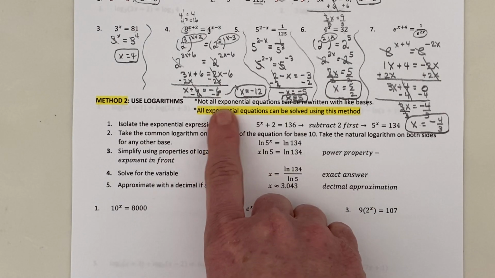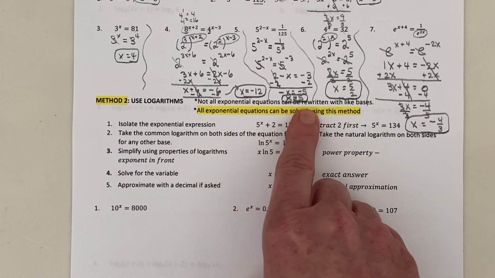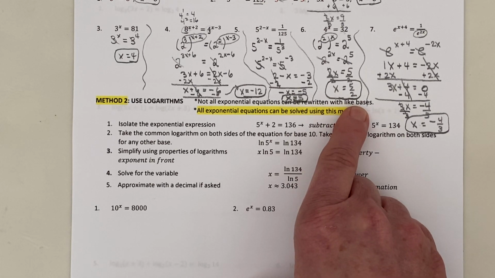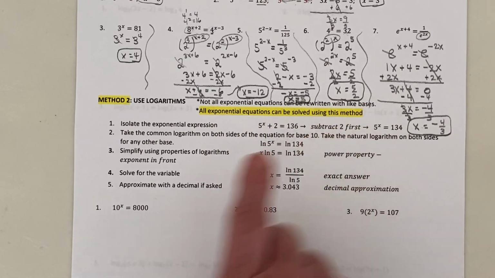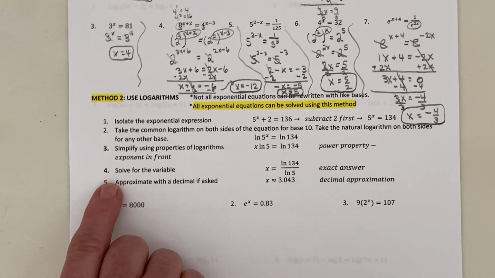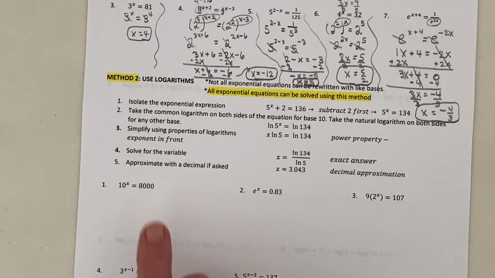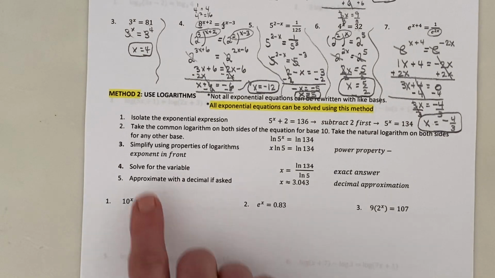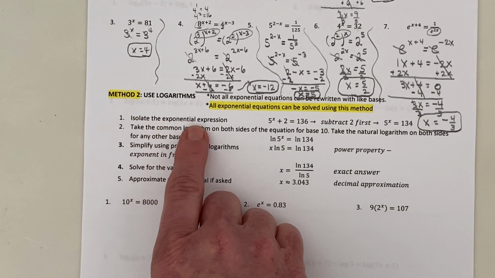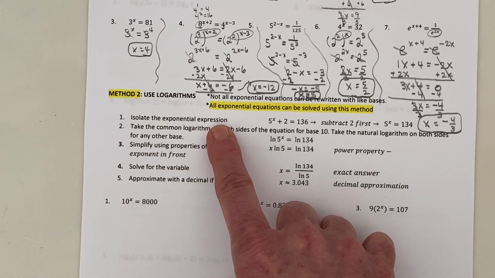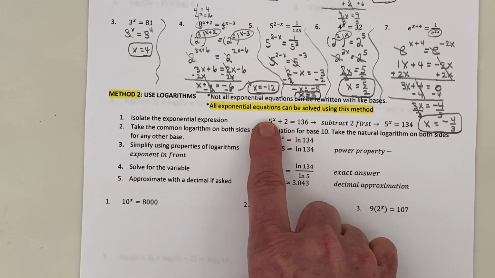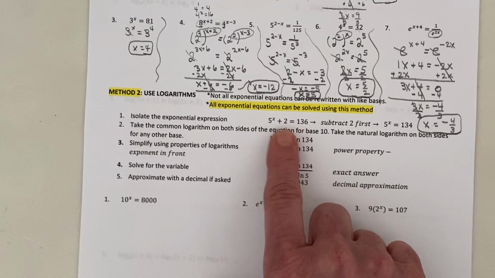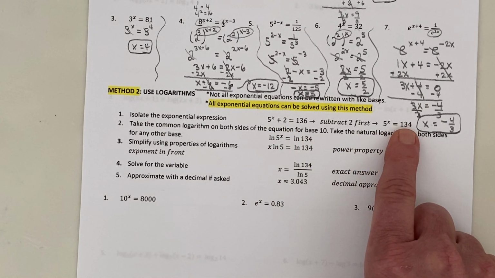All right, method 2 says not all exponential equations can be rewritten with like bases. All exponential equations can be solved using this method. Here are your 5 steps in solving exponential equations using this strategy. First thing is we want to isolate the exponential expression. So if this were our problem right here, this is the exponential expression. You'd have to subtract a 2 from both sides of the equation.